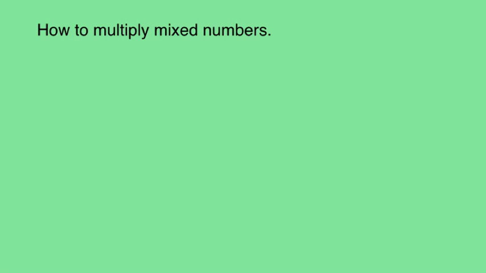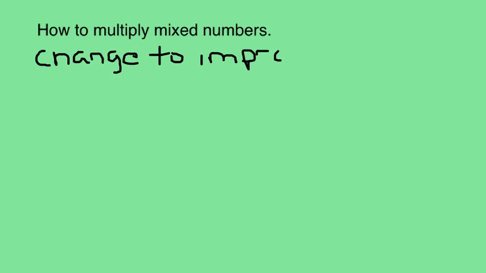When we multiply mixed numbers, we have to do something first. We have to change them to improper fractions. And we do this so that we can cross-cancel easier. Change to improper fractions. So fill in the blank, please.